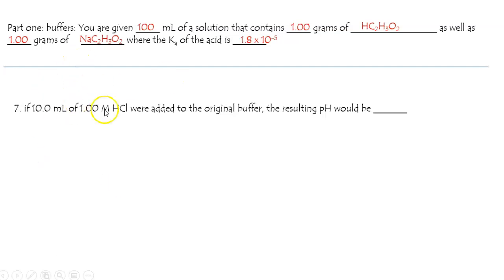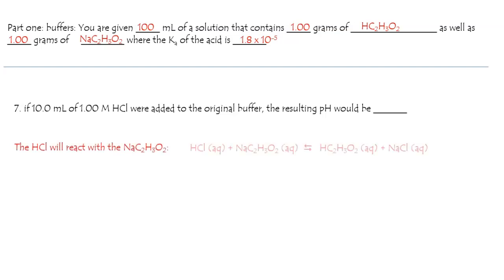Now, if we added 10 mils of strong acid to this buffer system, what would happen? Well, it depends if we've overwhelmed the buffer or not. Let's see if we're dealing with HCl being our limiting reactant, in which case the buffer is not overwhelmed. It'll react with the base, which is sodium acetate, to form acetic acid and water. And let's set up a nice table to see what we've got. There's quite a few things in this solution.